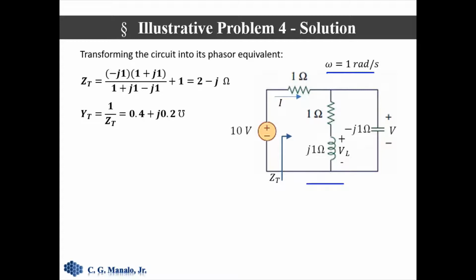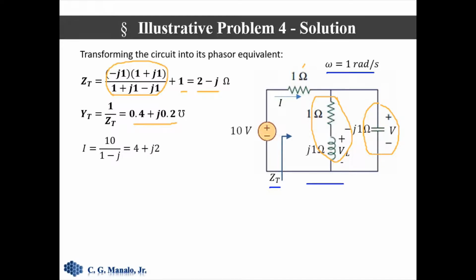We proceed by computing the equivalent impedance, or the Z sub T here. This part is in parallel with this one, so we get the equivalent impedance. Then the combination is in series with the 1 ohm. So we add 1 ohm and we get this result. We take the reciprocal of that and we get this result.